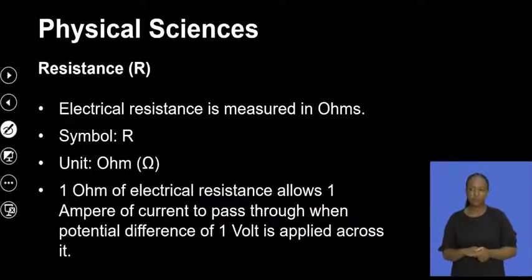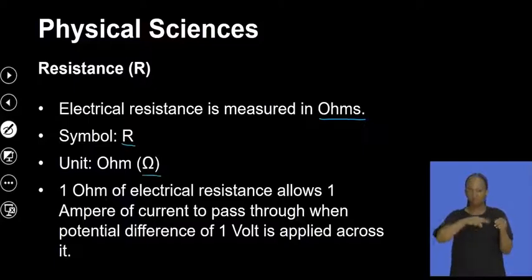Electrical resistance is also measured in ohms. So ohm is the SI unit, R is the symbol for the quantity, while omega, which is a Greek letter from the Greek alphabet, represents ohm.